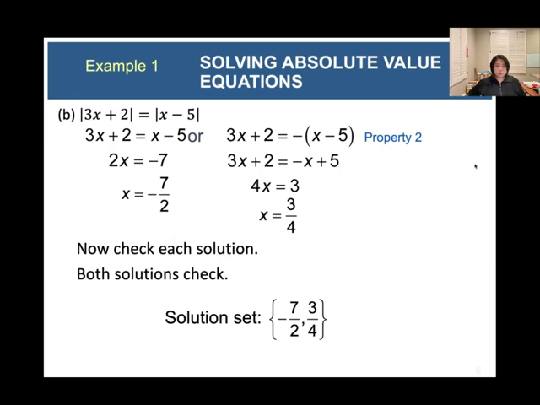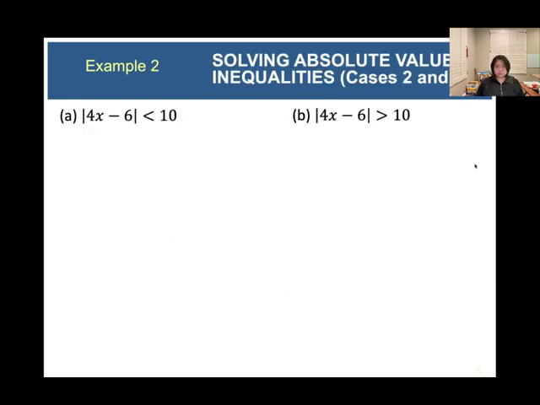Okay, right? These two examples are talking about the absolute value with an equation. That's an equal sign. Now, example 2. We do have an absolute value inequality. So this one, strictly less than. So that will be case 2, right? So the x will be in between negative 10 and positive 10. Okay, this is case 2.